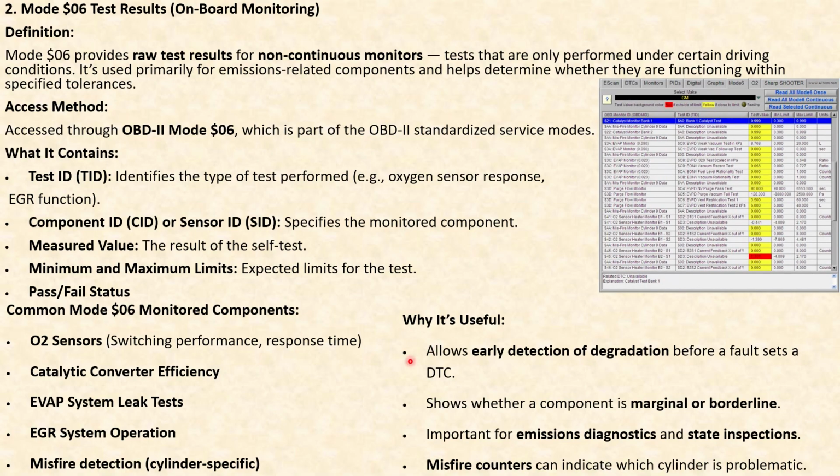And why is it useful? It allows early detection of degradation before a fault sets a DTC, and shows whether a component is marginal or borderline. So whether the component's defect is at a marginal level or a borderline level, you can clearly infer. It is also important for emission diagnostics and state inspections, and misfire counters can indicate whether a cylinder is problematic.